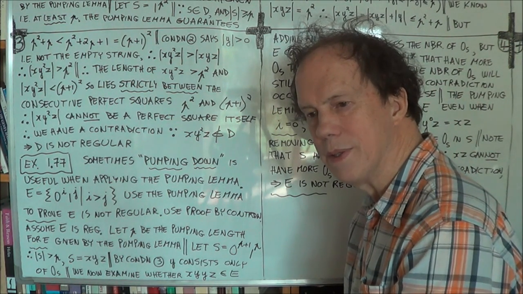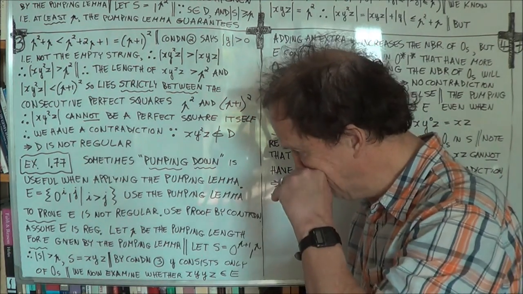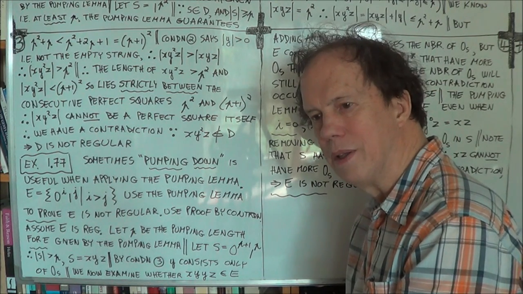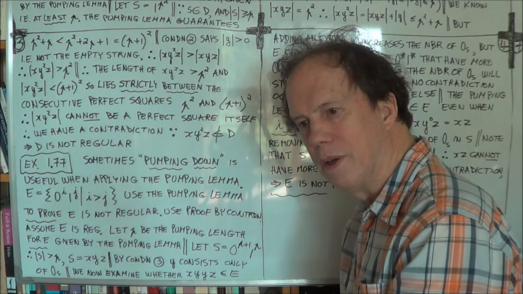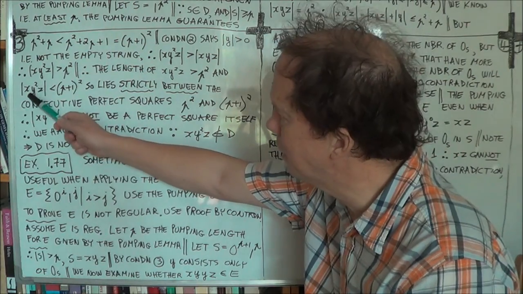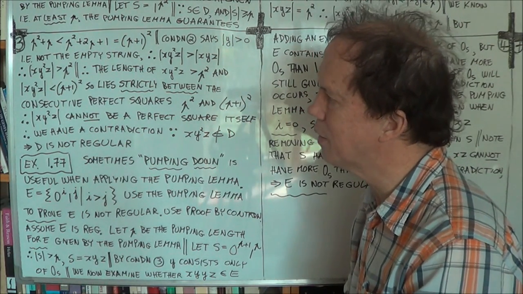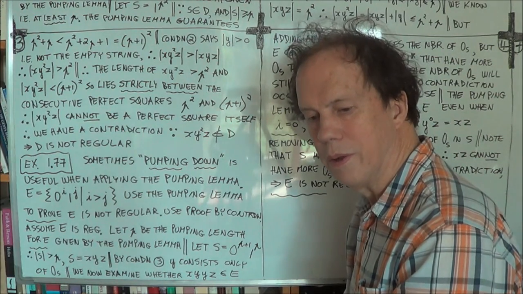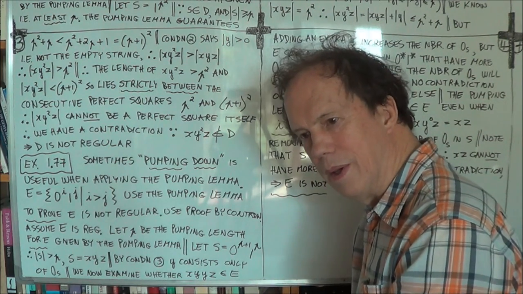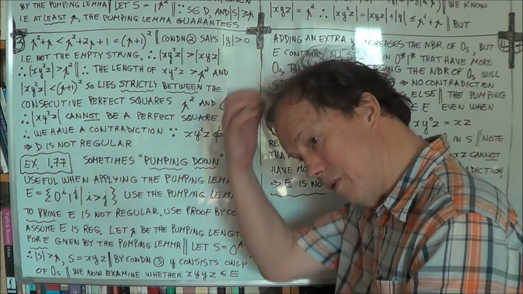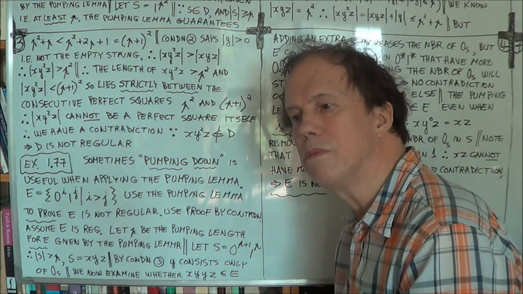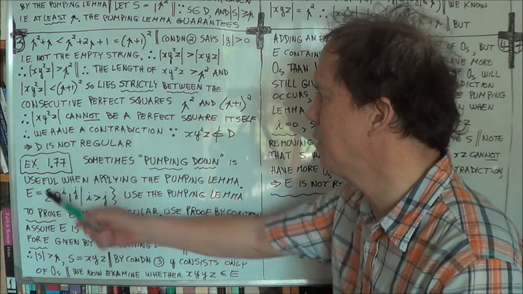You know, the pumping lemma says the pumped string must belong to the language if the language is regular. Well, it doesn't belong. The pumped string xy squared z does not belong to the language D. Therefore, you've got a contradiction. So by modus tollens, in the proof by contradiction, you have shown, therefore, that what's the language? D. Therefore, language D is not regular. So you've proved it. Okay, so D is not regular.